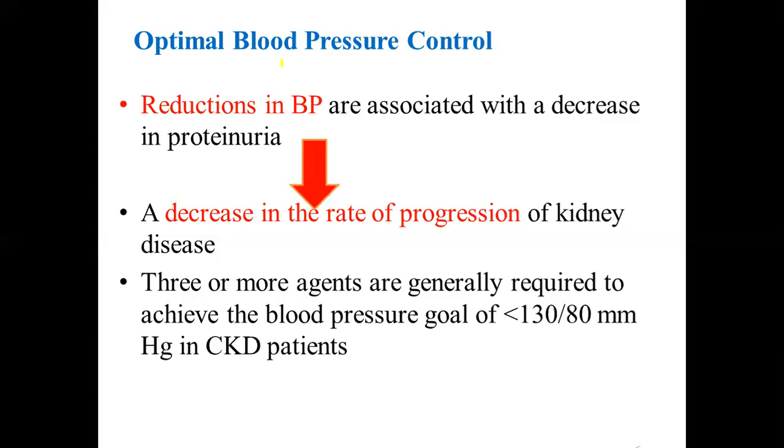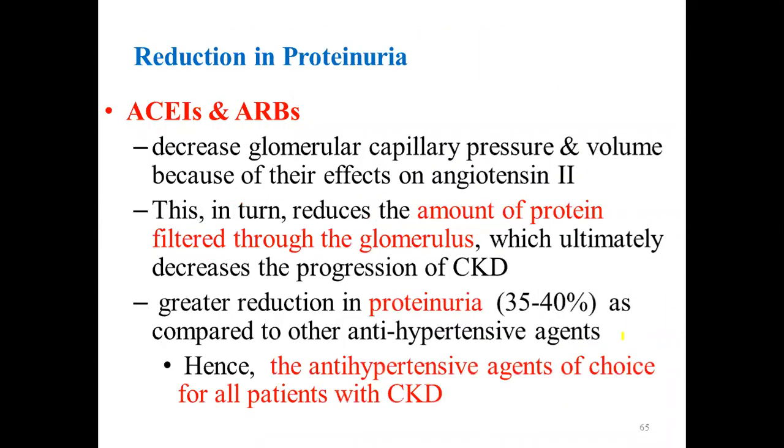Remember, when you reduce the BP, you are reducing proteinuria. That means we are decreasing the rate of progression of kidney disease. That is why optimum blood pressure control is commonly recommended. Most of the time, combination therapy is required to achieve the target BP goals. I'm not going to talk about ACE inhibitors and ARBs much, but they are very important. Okay, good.